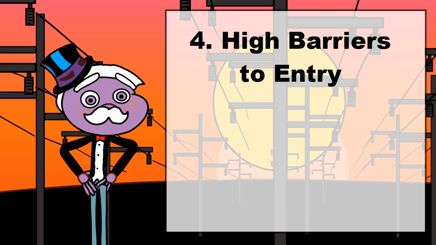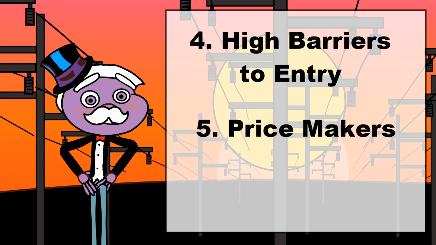Fourth, high barriers to entry. These can be legal in the form of such things as copyright and trademark laws, in control of scarce resources, or in barriers of ease, which essentially means that a company can try to outcompete another company and form a monopoly just by making it easier to use their product. Finally, fifth, price makers. The monopolies make their own prices. They aren't subject to the market.